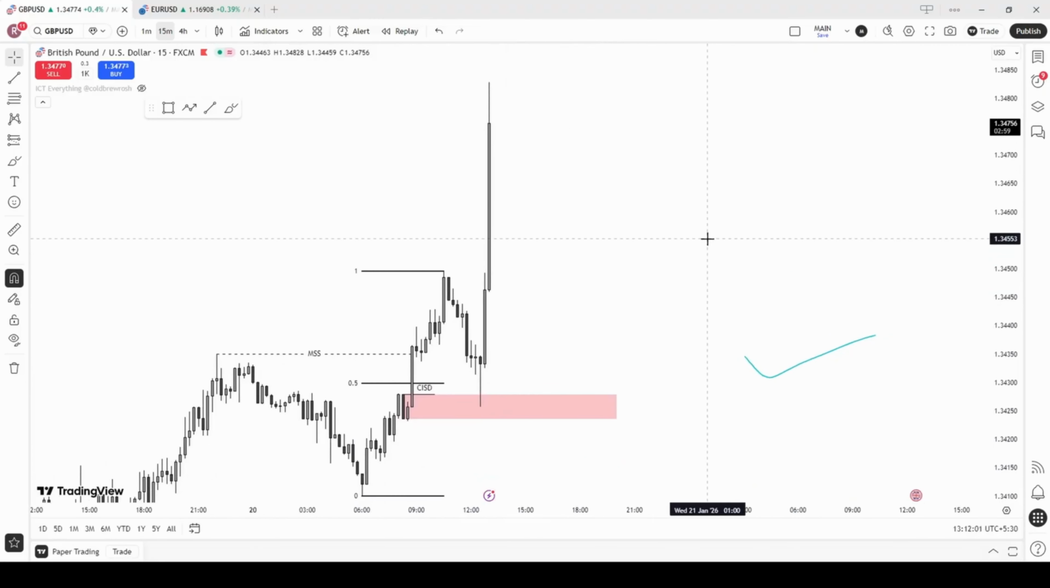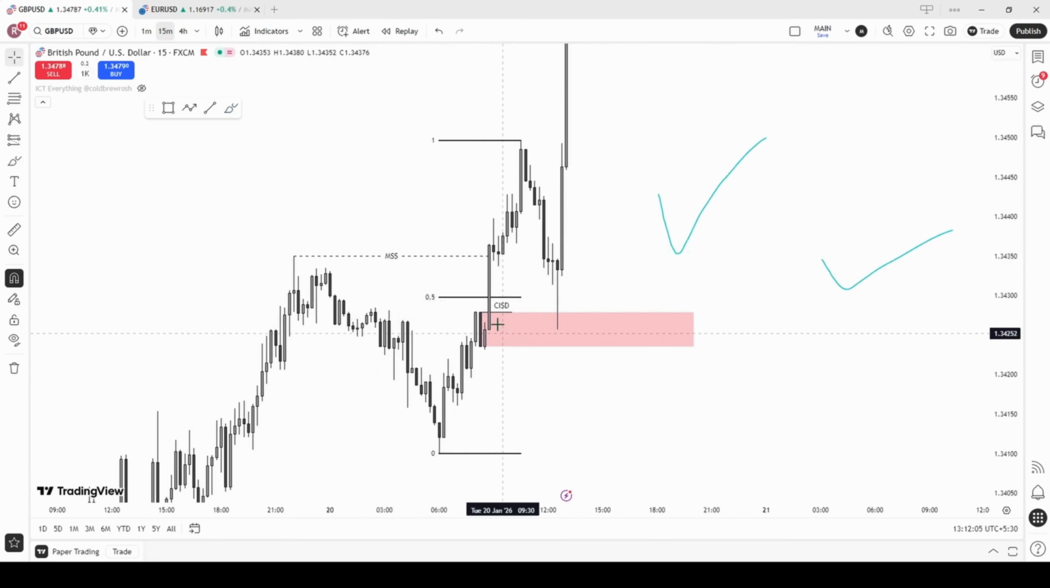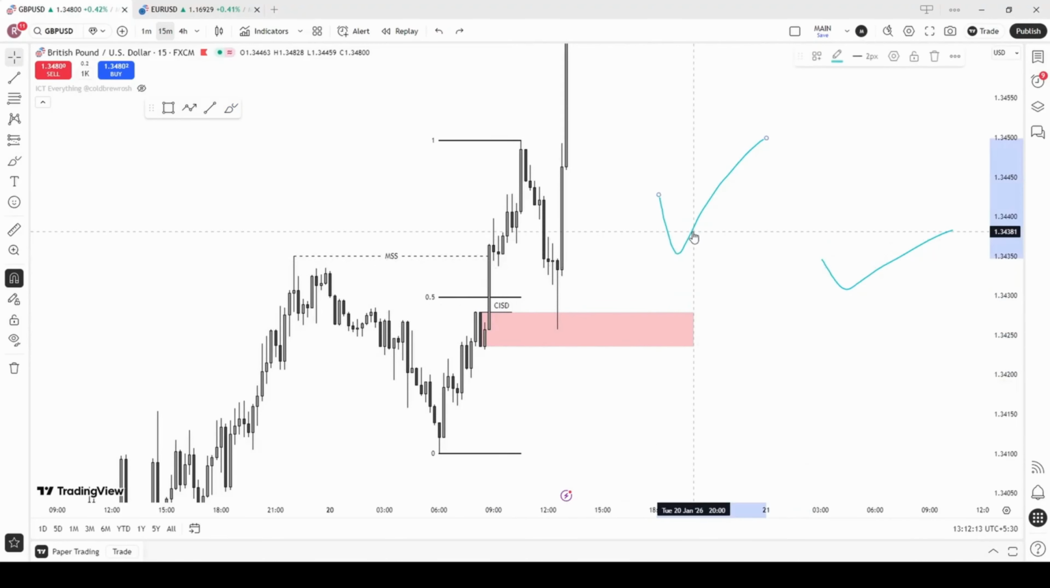The third rule is that the order block must be untapped. If an order block has already been tapped, even by a single candle, and price has reacted once, there is no guarantee it will work again. It might work, or it might fail, but there is no reliability left.